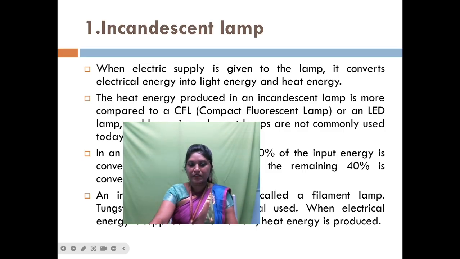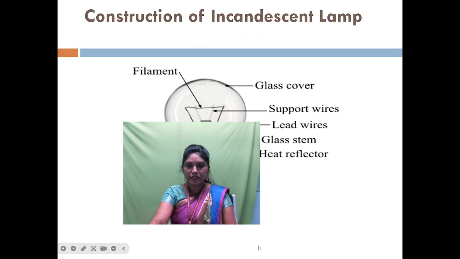The incandescent lamp is also called the filament lamp because we use a tungsten filament as the material. When the supply is given, the filament gets heated and converts the energy to visible light. We are going to discuss the construction and working. This is an incandescent lamp, which is seen everywhere. You can see it in homes.